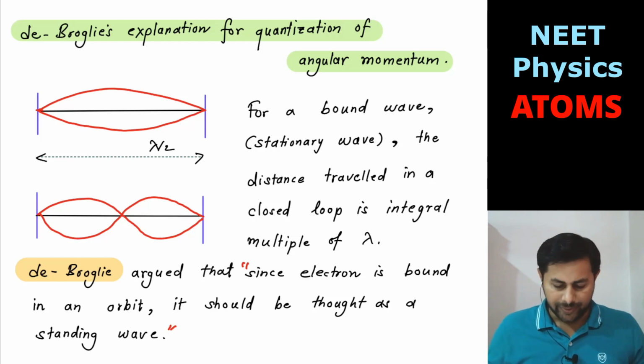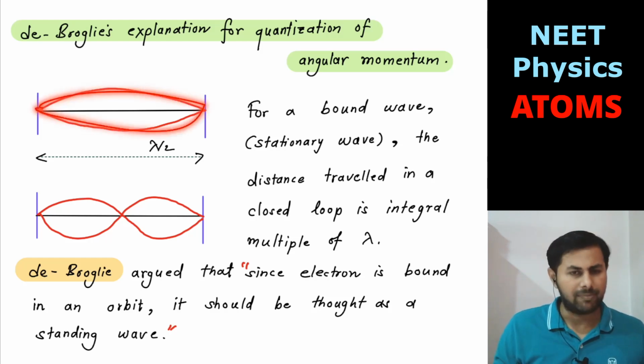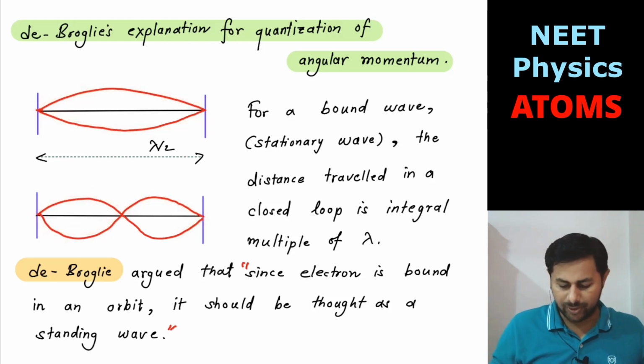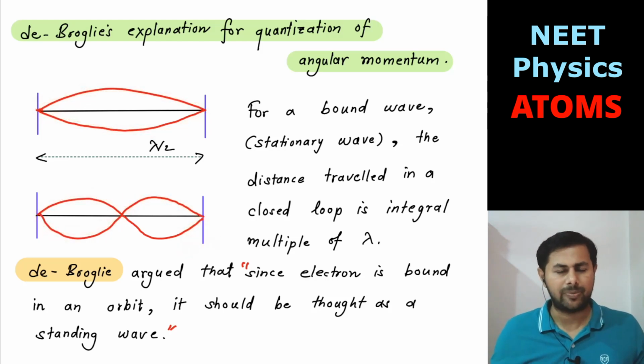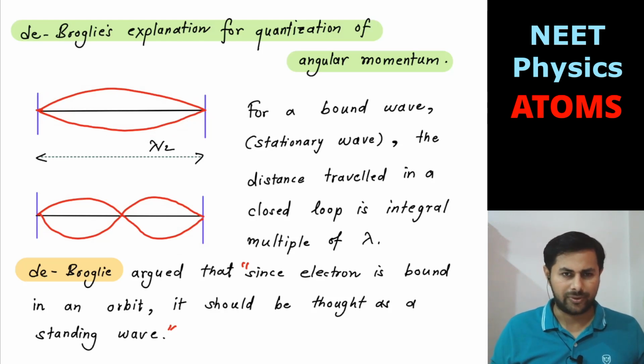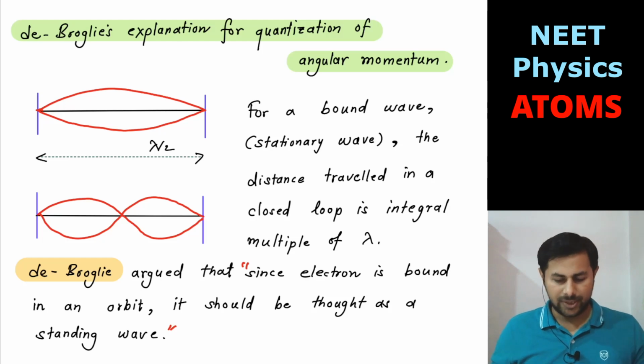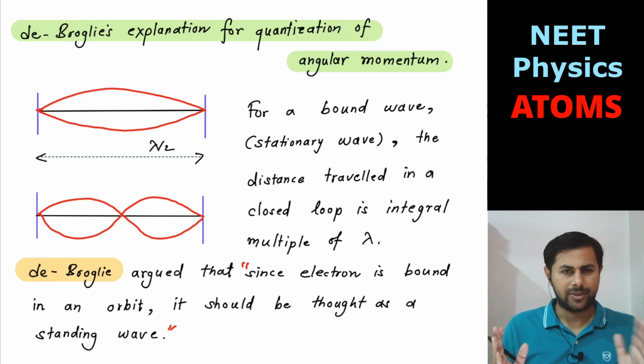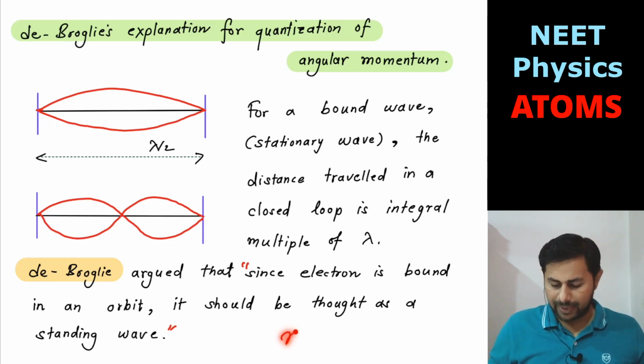All right, good. So the distance covered would be either lambda, or if two loops are formed, the distance covered in a round trip is 2 lambda, or if three loops are formed, then the distance covered in a round trip would be 3 lambda, and so on and so forth. So the distance covered by a wave which is trapped between two rigid supports is equal to n times lambda, the distance covered in a round trip.